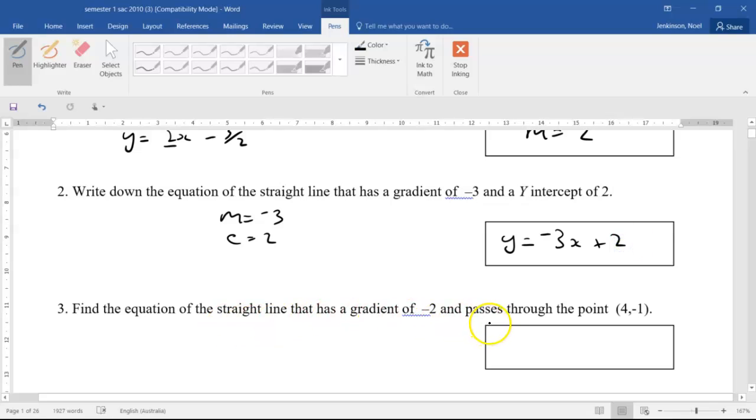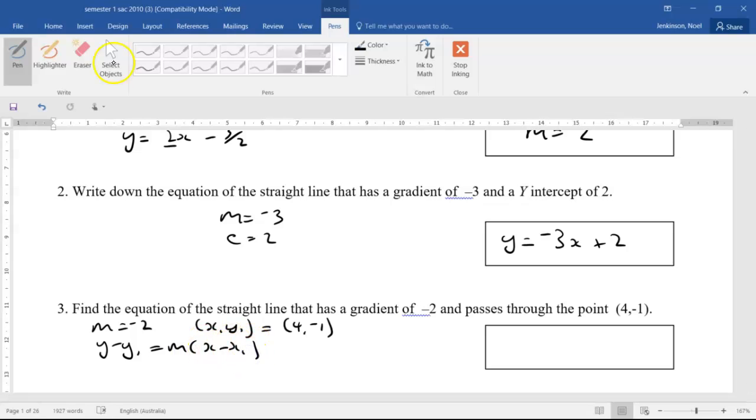Find the equation of the straight line. Gradient minus 2, passes through the point (4, minus 1). I've got a gradient of minus 2, and I've got an x1, y1 point of 4, minus 1. So I'm going to use y minus y1 equals m times x minus x1. Just want to go down a little bit.